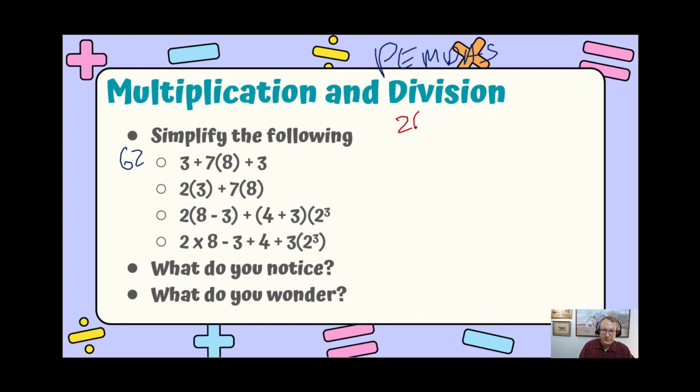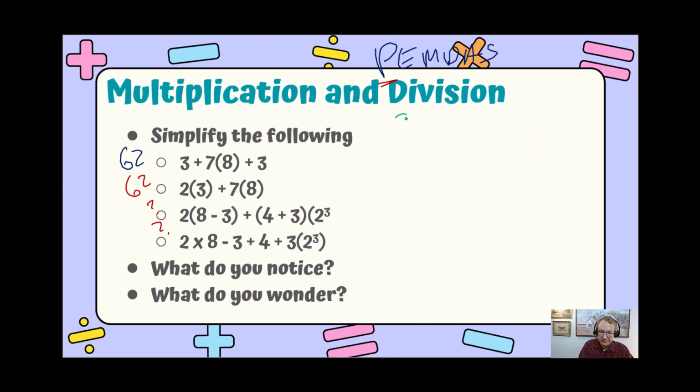Now we have 2 times 3 plus 7 times 8. Nothing to do inside the parentheses. There are no exponents, but there is multiplication. Well, 2 times 3, that's 6. We're going to add something to that 6. What are we going to add? The product of 7 and 8. 7 times 8 is 56. 6 plus 56 is 62. Did you get 62 for the other 2 answers? If you didn't, here's a good chance to double check your work before we go any further.